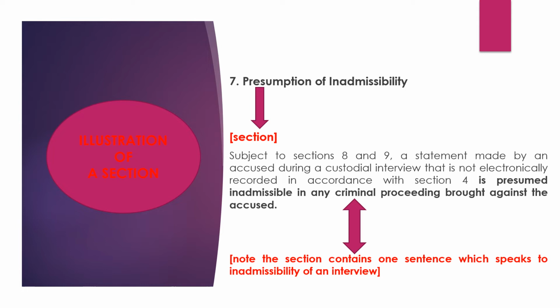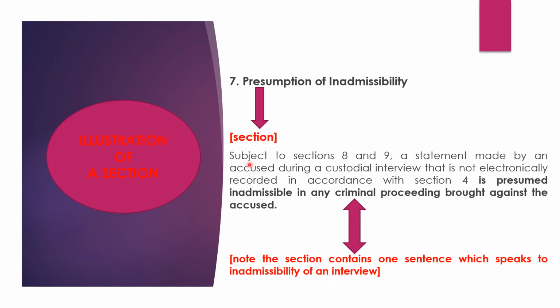We now see here an illustration of what exactly a section is and how it would look within a bill. We have here presumption of inadmissibility. That would be a section heading. And you notice there's a number 7 in front of these words, which means this is section 7, and the heading of that section is called presumption of inadmissibility. Now if you come down here, what we see here are actually the words contained in section 7.